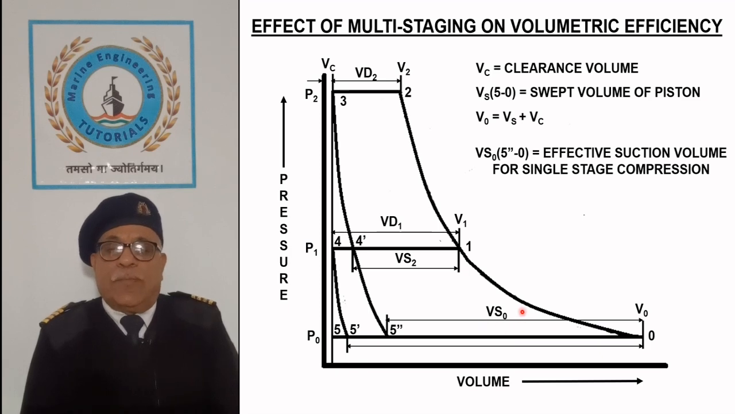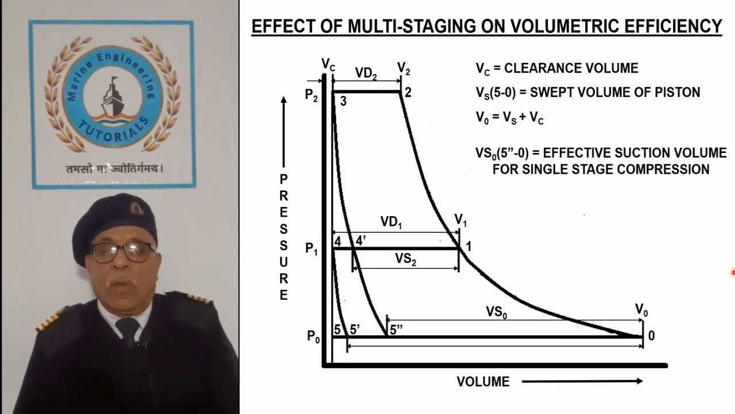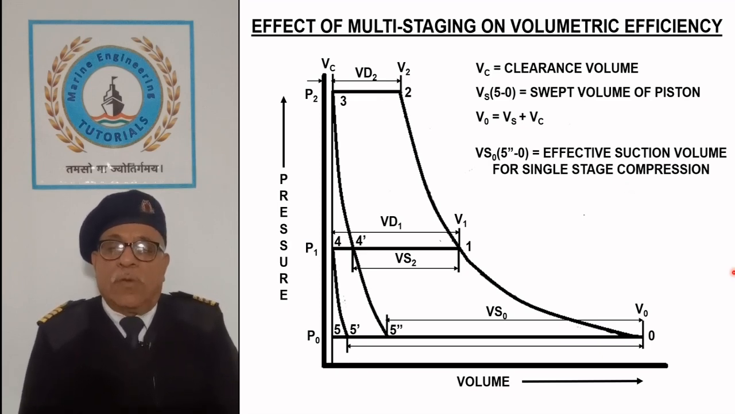Vs0 represented by the process 5-0 is the effective suction volume for single stage compression. Theoretical suction volume of single stage compression represented by the process 5-0 gets reduced to the effective suction volume represented by 5'-0 due to expansion of trapped air after the delivery of compressed air at point 3 along the curve 3, 4', 5''.